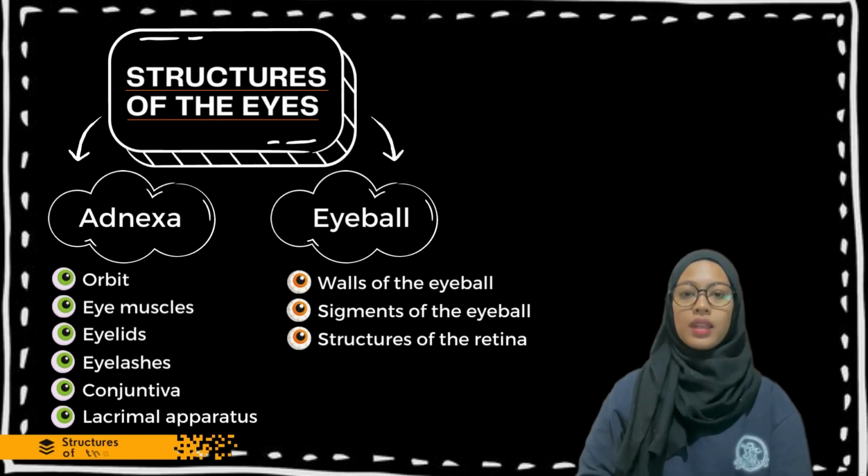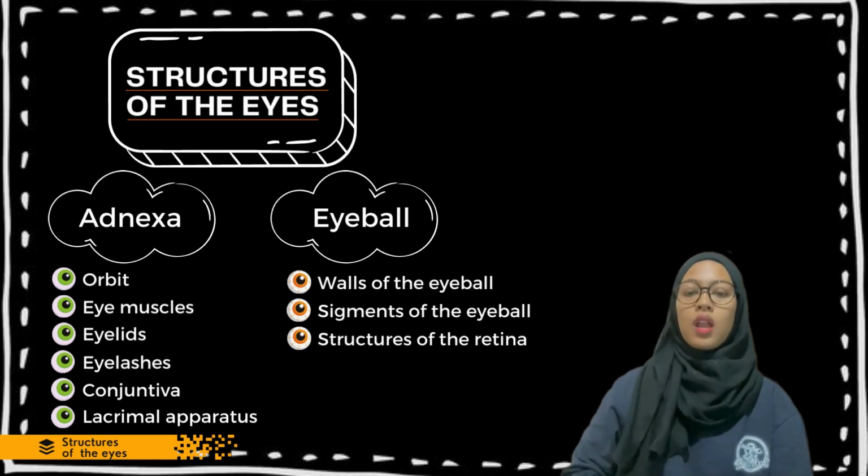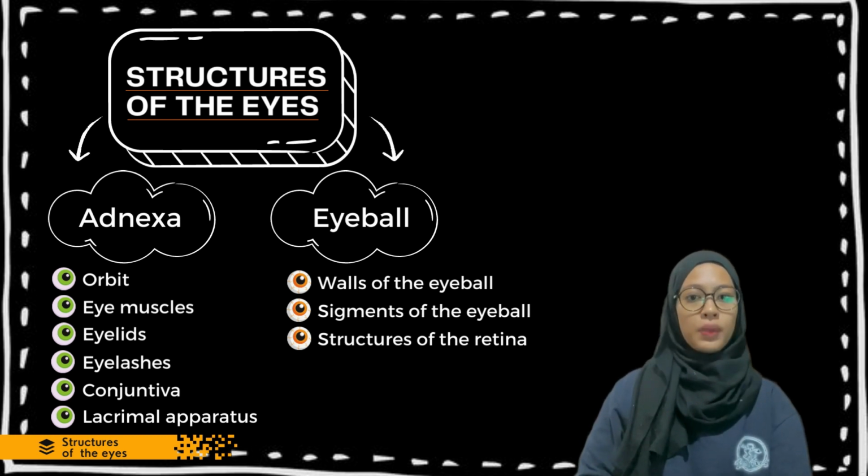Now, let's look at the structure of the eyes. The structure of the eyes is divided into two parts: the adnexa, which includes the orbit, eye muscles, eyelids, eyelashes, conjunctiva, and lacrimal apparatus. Meanwhile, the other one is the eyeball, which includes the wall of the eyeball, segments of the eyeball, and structures of the retina.